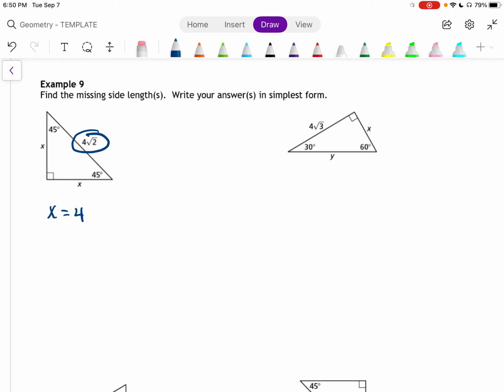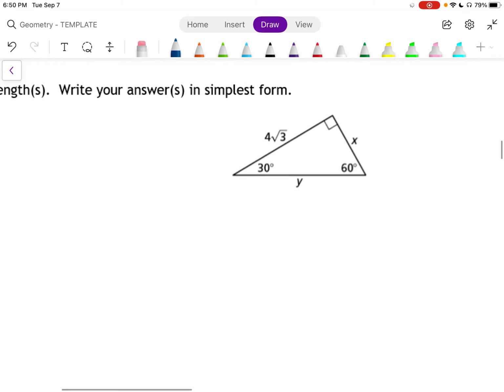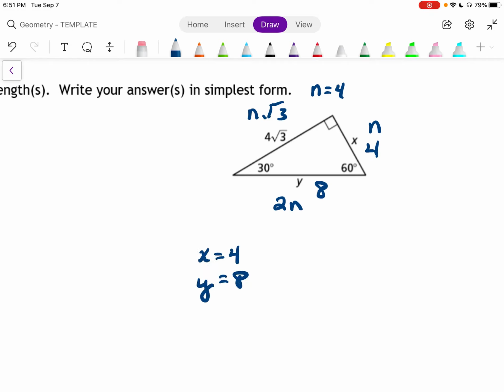To the right, this is our first 30, 60, 90 triangle. They're a little bit harder to see, but it's always good to remember that we have n root 3, then we have n, and we have 2n. So looking at our picture here, we can tell that n is 4, right? So over here we could say, well, this is 4, and this would be 8. So x equals 4, and y equals 8.